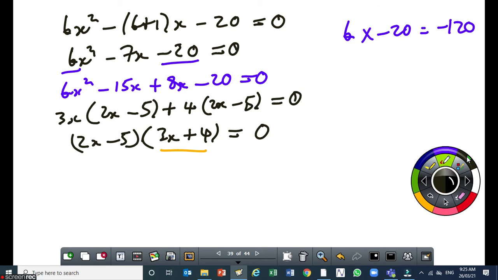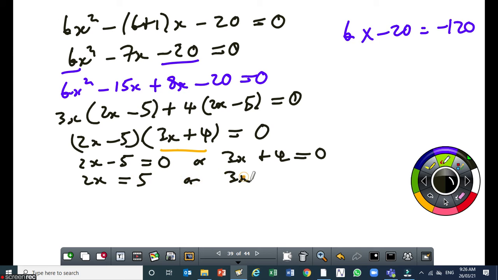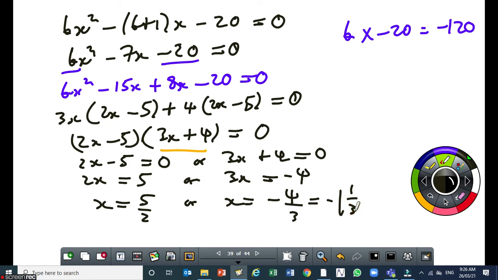Okay? Then from here, we equate each binomial to 0. Then here, I'll get 2x equal to 5, and the other one, 3x equal to minus 4. When I simplify here, I'll get x equal to 5 over 2, and the other one will be x equal to negative 4 over 3, which is the same as minus 1 and 1 third. Now, I'm not concerned about this one, I'm mainly concerned about that. That's our second answer. Okay, that's the second root.